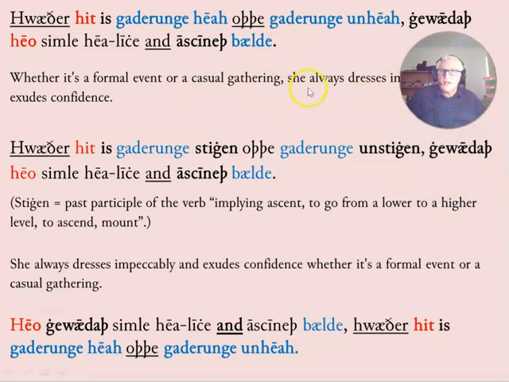What have we got? Hawada hit is gadarunga stien. This is another version. Otha gadarunga unsatien. Yawada theo simla herlicha and ashineth balda. Stien, past participle of verb implying ascent, to go from a lower to a higher level, to ascend, to mount. So again, that thing of hek, high. So gadarunga satien or gadarunga unsatien. Okay. Same thing again. Just use the past participle of that verb implying ascent.